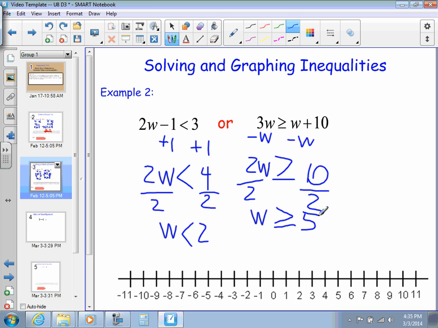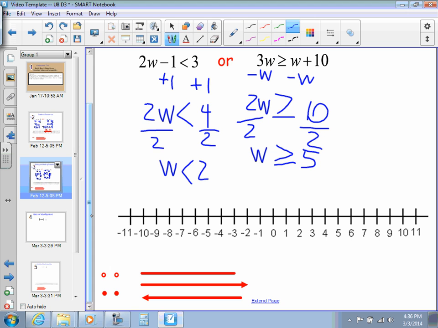Okay, so let's take a look at this. So we have 2, and we're looking for w is less than 2, so we're going to go that way. And then we have 5, and this one is "or equal to", so we're going to fill this circle in. And it's w is greater than or equal to 5. We're going that way. Like I said, they're going away from each other. We can't satisfy both at the same time, and that's the reason we're using "or" here.